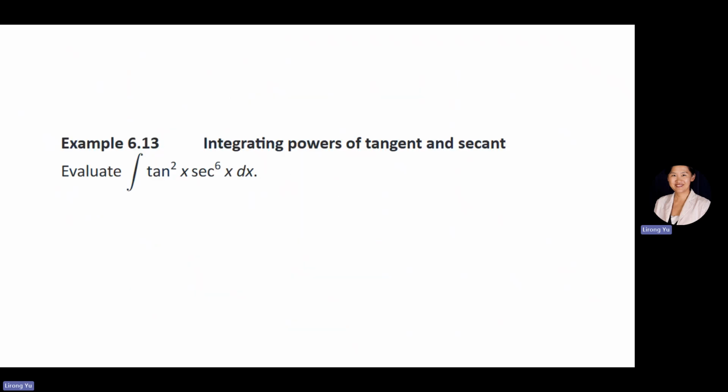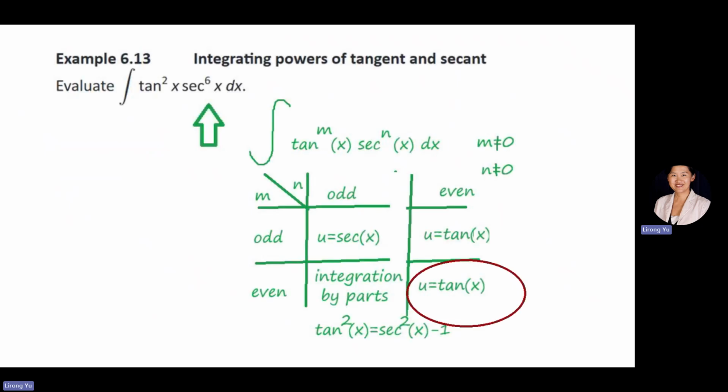Maybe we talk about one example. This is the first example. If you can see, the secant has an even power. So strategy number 1: if secant has an even power, we will make u equal to tangent, because I can bring a secant squared out of the secant's even power. So this is what we're going to do.